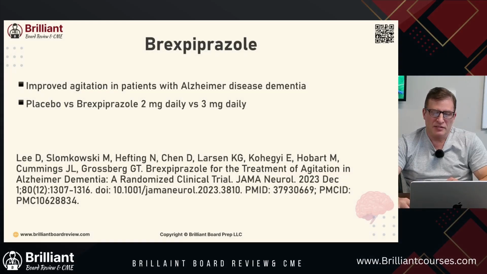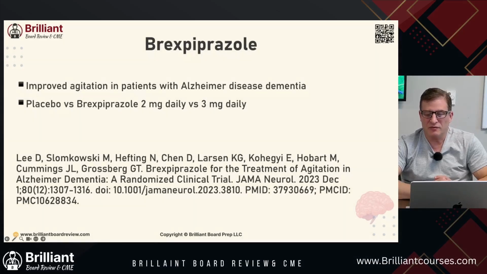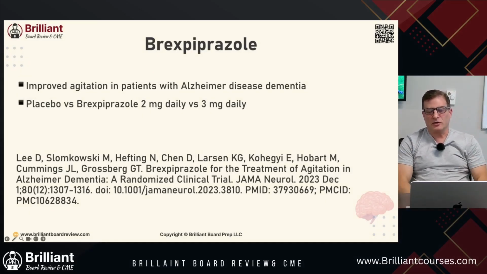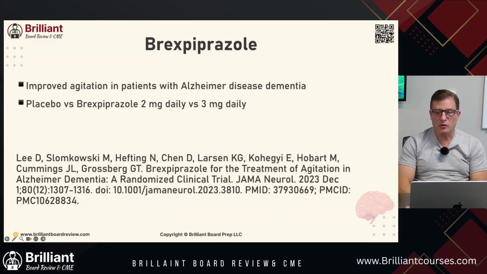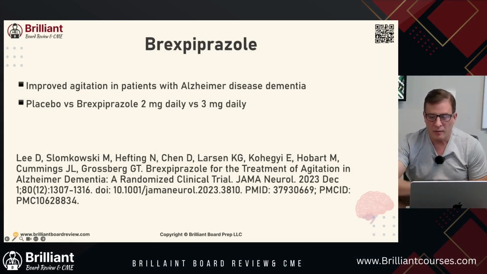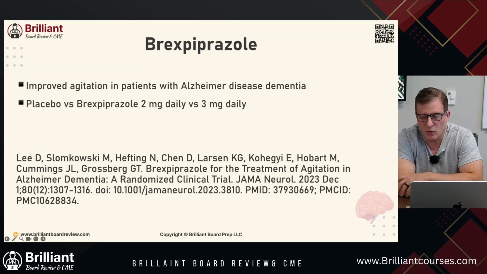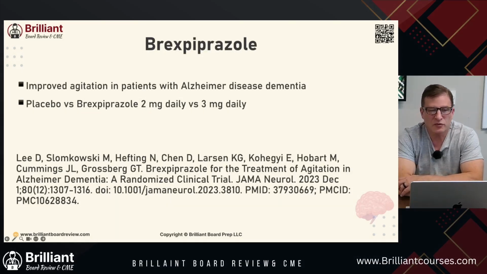Brexpiprazole is for improved agitation in patients with Alzheimer's disease. This was used in patients with Alzheimer's disease who have aggressive behavior. It is an atypical antipsychotic, and remember, antipsychotics in dementia can cause harm, including death, and have a black box warning. This is placebo versus brexpiprazole, 2 milligrams a day versus 3 milligrams a day. I'm really hoping this works because we could really use assistance in this in the hospitals, in homes, and nursing homes. This was among 345 participants.